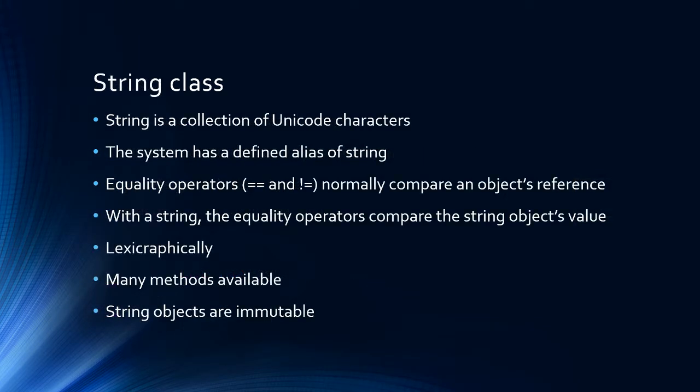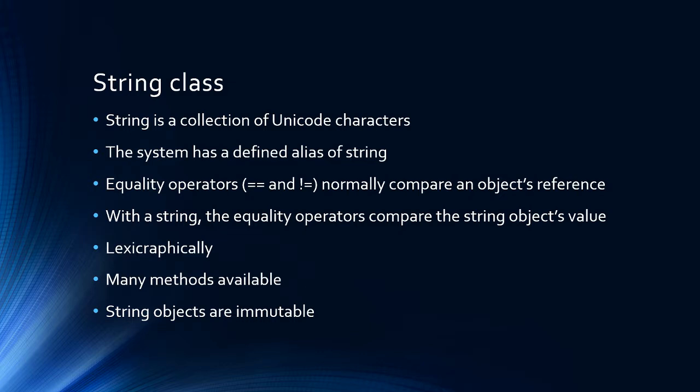The string class gives us all sorts of different methods we can use to manipulate strings and compare them. Remember, a string is just a collection of Unicode characters, so it's like an array of characters. The system itself has defined an alias of string, so if we use the uppercase word String and the lowercase word string, in C# they mean the same thing, and they're a string object, which is an array of char data types.